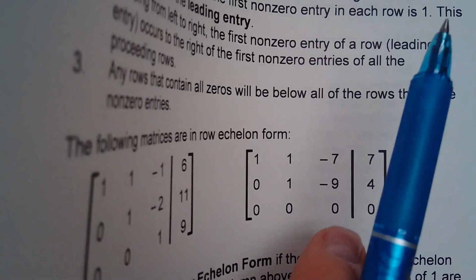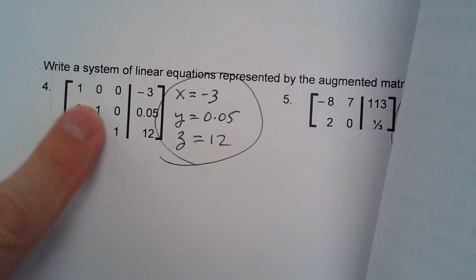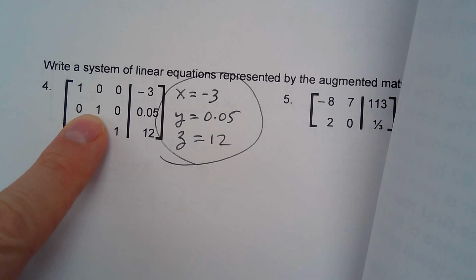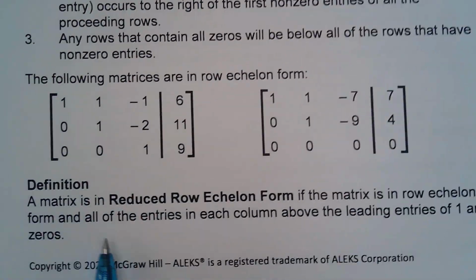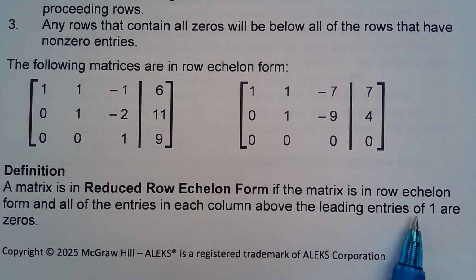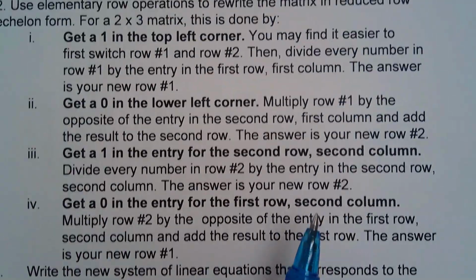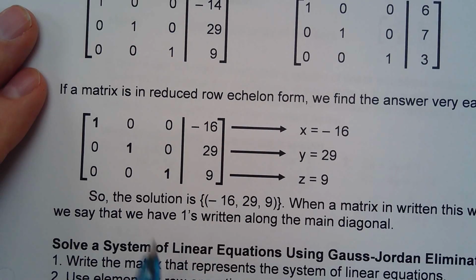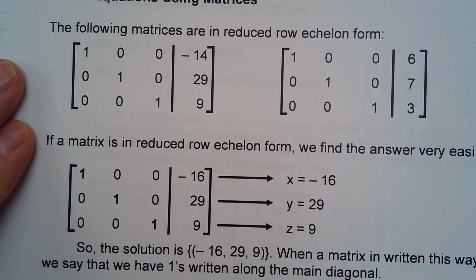Now, what I want to do is actually get into this form. So notice this is row echelon form, but this is also called reduced row echelon form because all of the numbers above these ones are zeros. So a matrix is in reduced row echelon form if the matrix is in row echelon form, and all the entries in each column above the leading entries of 1 are zeros. And I want it in that form because then it's a piece of cake to read the answer. So here are some examples of the matrix that are in reduced row echelon form. And see, now it's really easy.